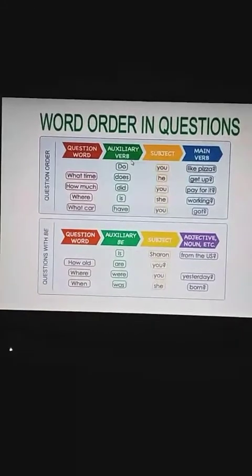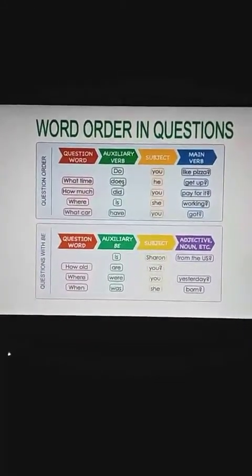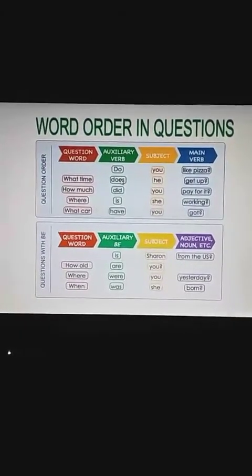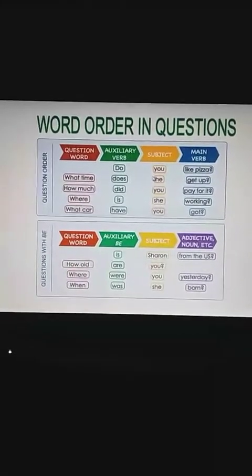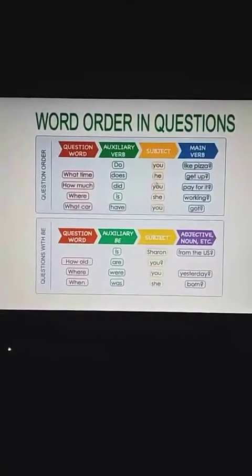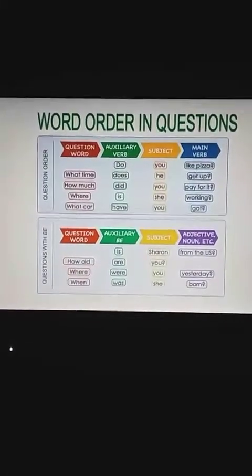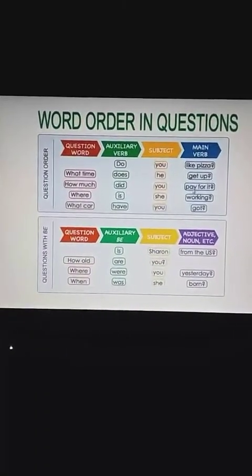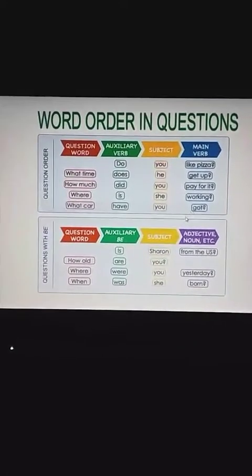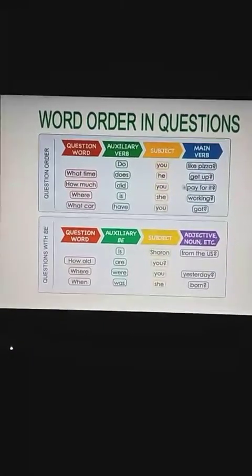Auxiliary verb like do, does, did, is, have. Subject like you, he, she, okay? And main verb like get up, pay, working, and got. Okay.